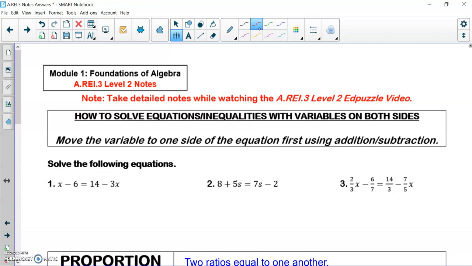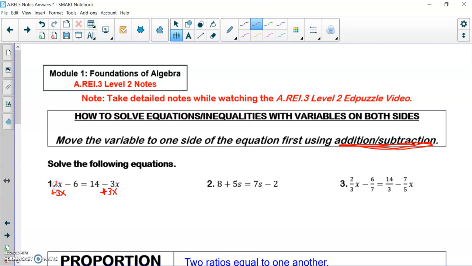It does not matter whether we get the x over to the right side of the equation or whether we get the negative 3x over to the left. It is completely up to you, but we do want to get the variable to one side. I'm going to get the negative 3x over to the left side. Since it's a minus 3x, I'm always going to use addition and subtraction to get the variable over to one side of my equation. So I'm going to add 3x to both sides.